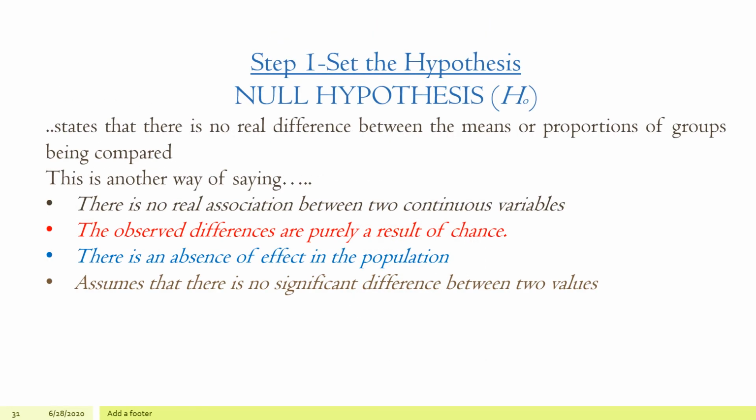Coming to step 1 in any research, that is setting the null hypothesis. It states that there is no real difference between the means or proportions of the groups being compared. For example, if you want to measure the difference in height of batch 22 and 23, our null hypothesis is no difference between the height of batch 22 and 23. That is our null hypothesis.